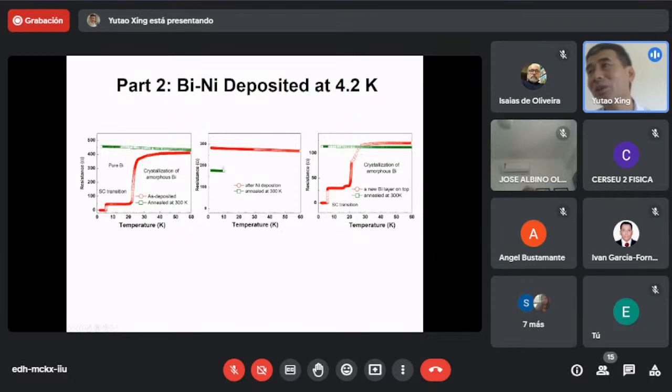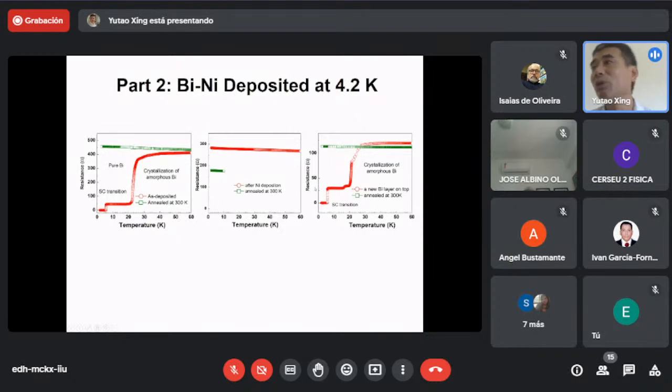Since we installed the substrate in the machine, we wanted to prove it. So with this sample, we cooled down to 4.2 Kelvin, and we deposited another bismuth layer. Again, we can see the superconducting transition of the third bismuth layer. And then the crystallization, and after that, we come back: no superconductivity.